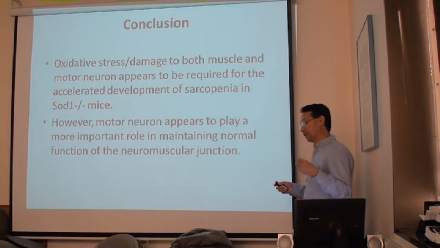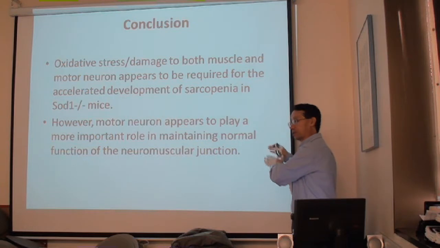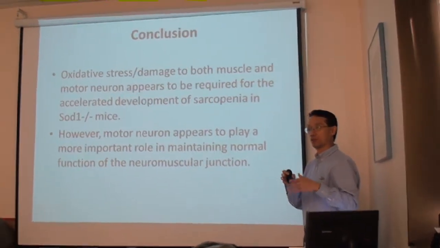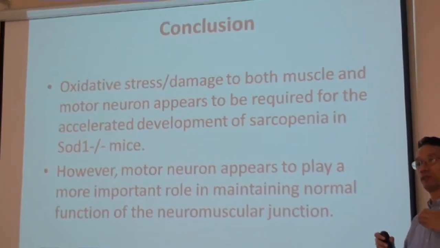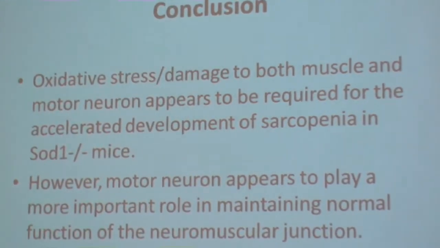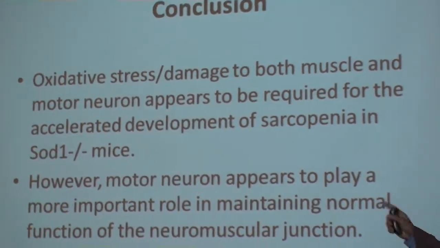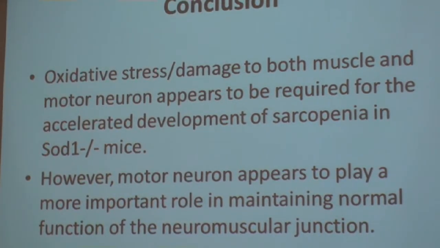The reason why is, if you knock out SOD2 specifically in the neuron, you lead to muscle atrophy only at a very late stage, like after 20 months of age. Compared to the whole body knockout mouse, the muscle atrophy occurs around 10 or 12 months of age. So although you didn't see any muscle loss in the muscle-specific SOD2 knockout, however, the motor neuron seems to play a more important role compared to the muscle part.